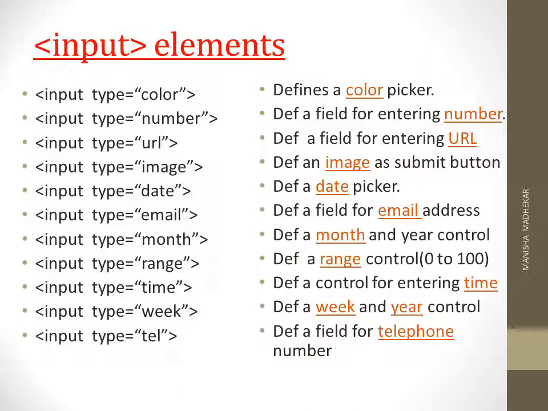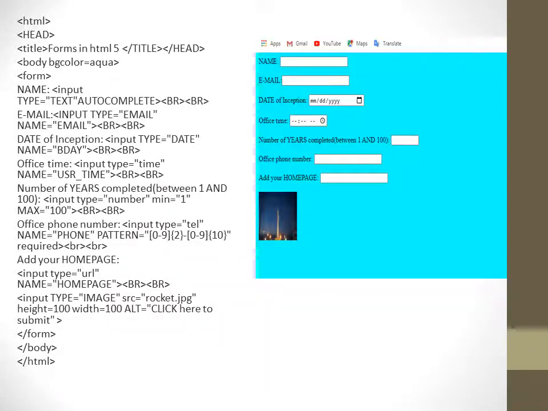Input type is equal to range, where you can enter a range of 0 to 100. Input type is equal to time, which defines the control for entering time. Input type is equal to week, which defines a week and year control. Input type is equal to tel defines a field for telephone number. Now by using all these elements, there is one program with output.